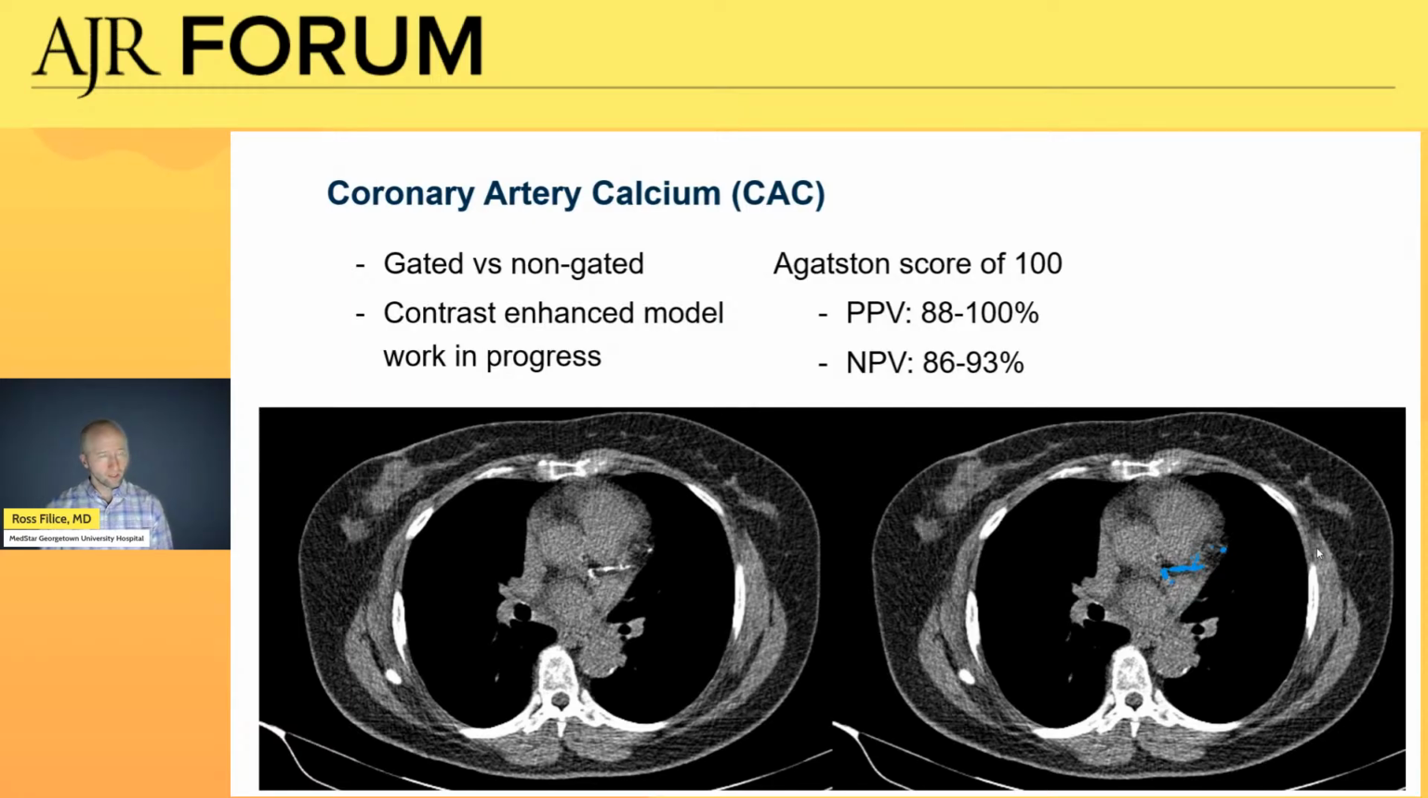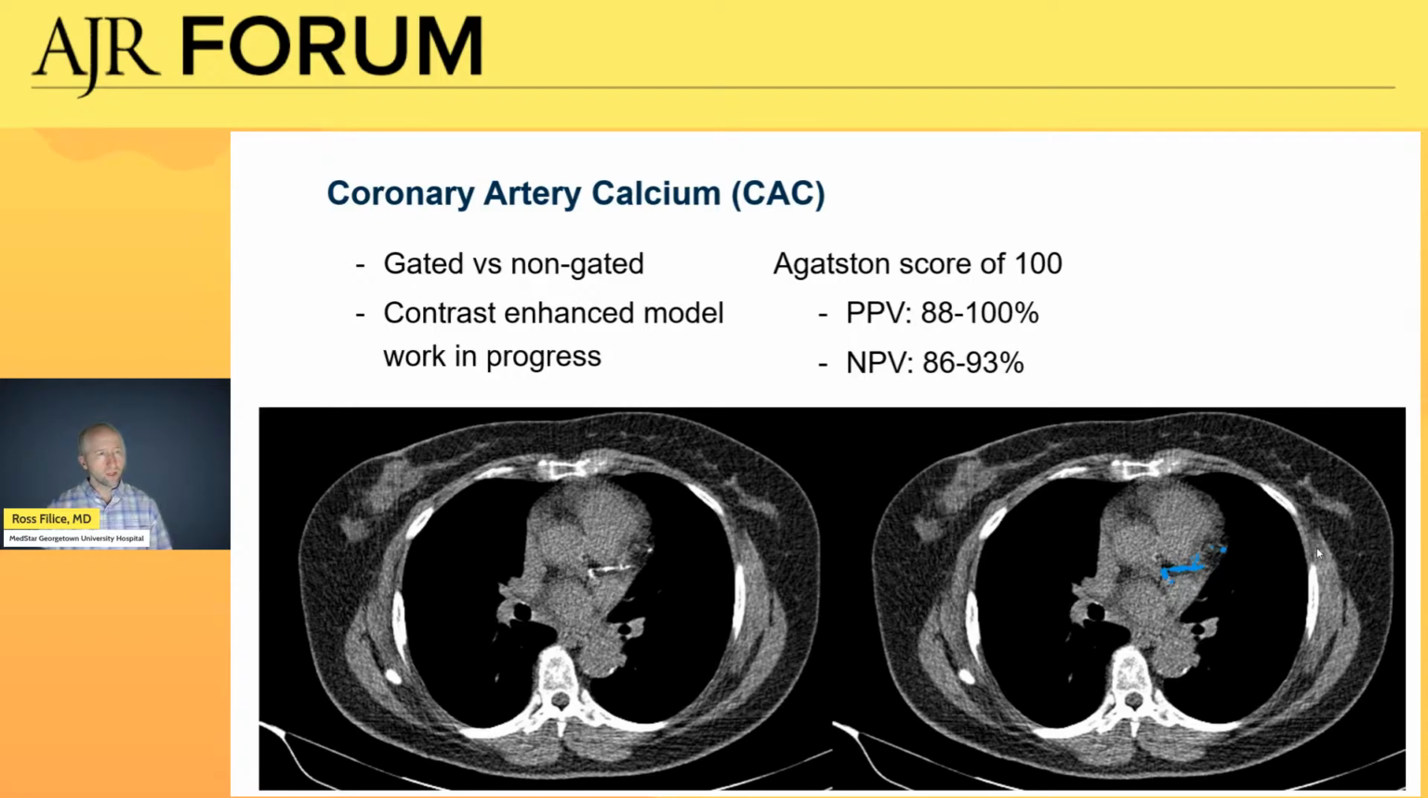Again, this is an example of what our model looks like. It's on non-gated scans, so any kind of routine scans. Again, in the spirit of opportunistic screening, you're getting this information for free because patients come in for their lung cancer screening CT or some other chest workup, and you can get the CAC score for free.